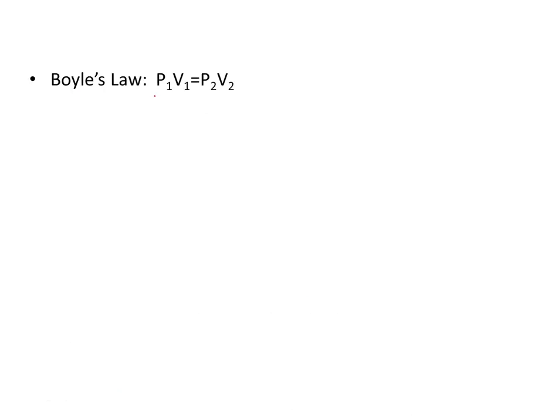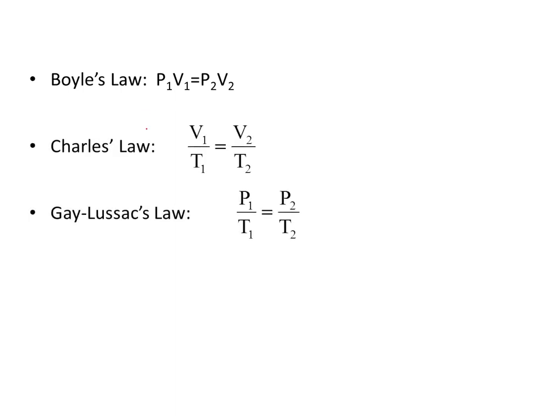So we know a bunch of laws already. We know Boyle's law, we know Charles' law, we know Gay-Lussac's law. Boyle's law talks about the inverse relationship between pressure and volume. As one goes up, the other one goes down, assuming temperature remains constant. Charles' law talks about the proportional relationship between volume and temperature. So if the temperature goes up, the volume goes up, and vice versa as well.